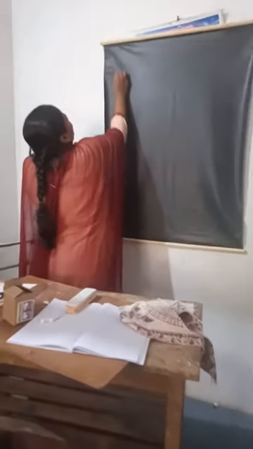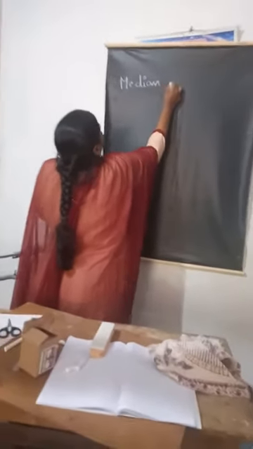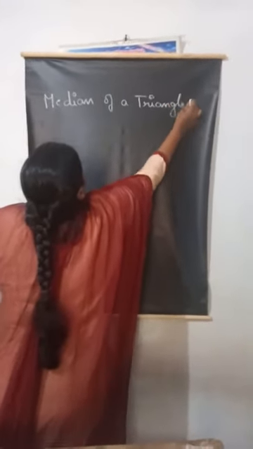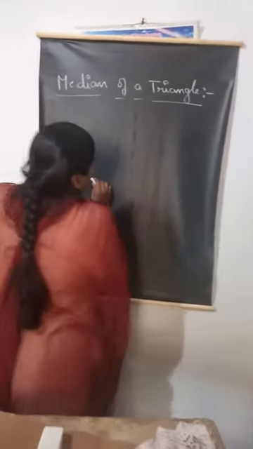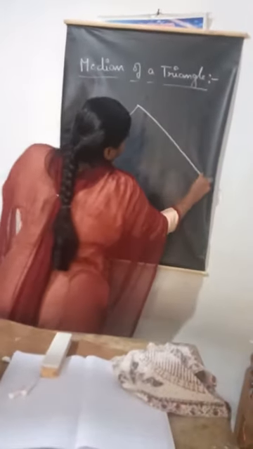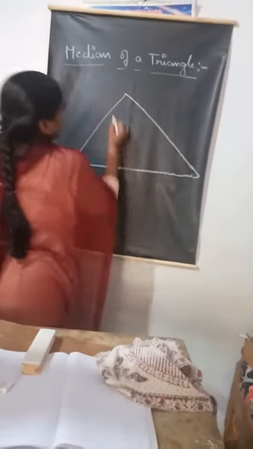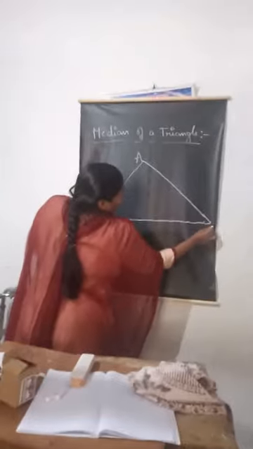We are going to learn the median of a triangle. Now we draw one triangle ABC.